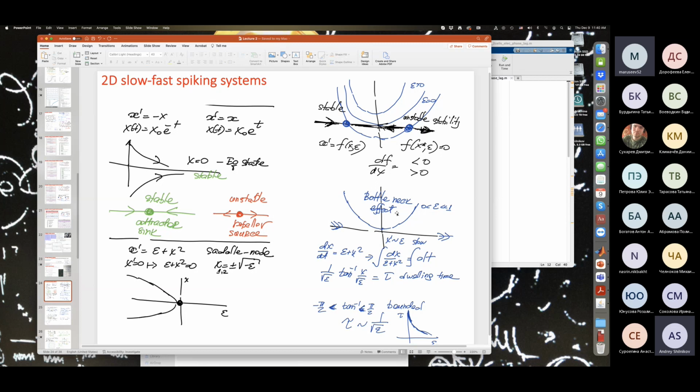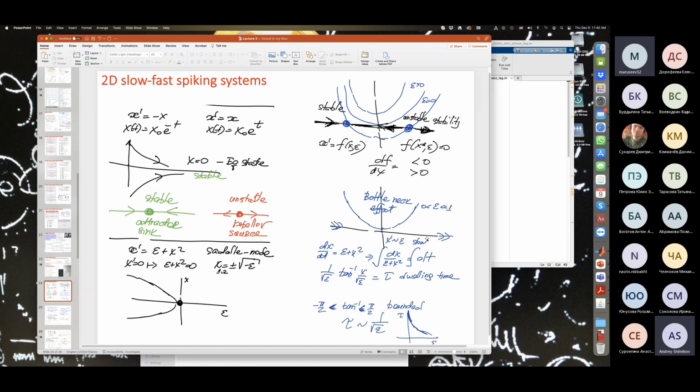And now you have what's called the bottleneck effect. If you start over here, you quickly converge towards the origin. Then near the origin, x is small, epsilon is small, which means x prime is small, so you are slowly drifting through this neighborhood. Then you speed up and run to infinity without any bounds. To figure out how this time scaling works, you just solve this differential equation. It's separable, so all x's go on the left, time goes on the right, and you integrate. You just call this the dwelling time.